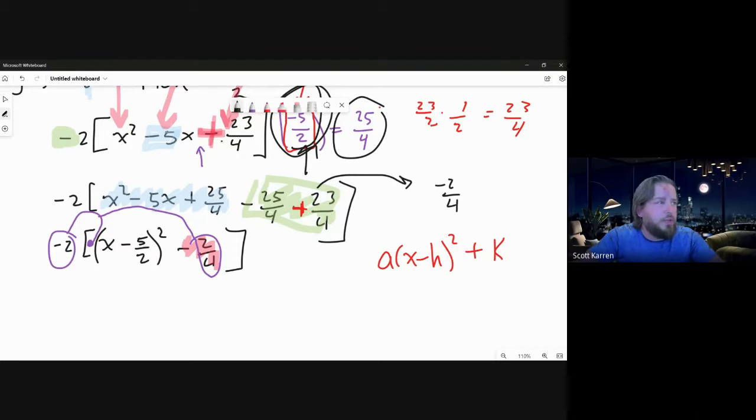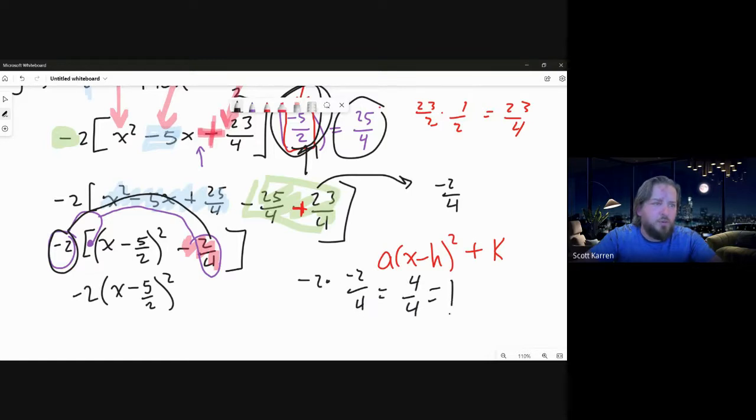And so to do that, I've written this as -2 times (x minus 5/2) squared. And then I'm multiplying my 2 to the -2/4. So that's -2 multiplied by -2/4, but that's the same as +4/4, and that's just 1. And so this is my function in that form.